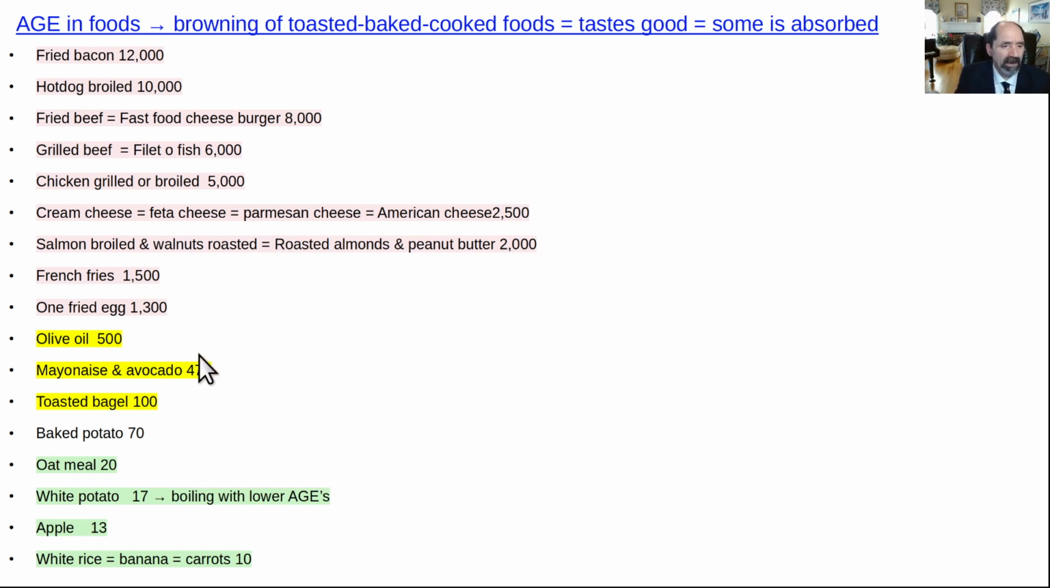Olive oil is bad. All these fatty things, mayonnaise, avocados are bad. When you start getting down into fruits and vegetables, they're very low, and you want them to be low. So anyways, we'll go into what this all means with the next couple of pictures.